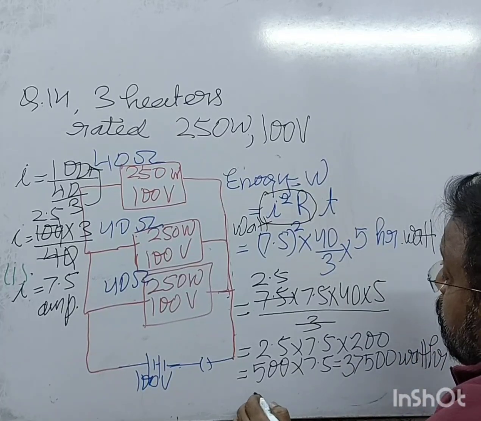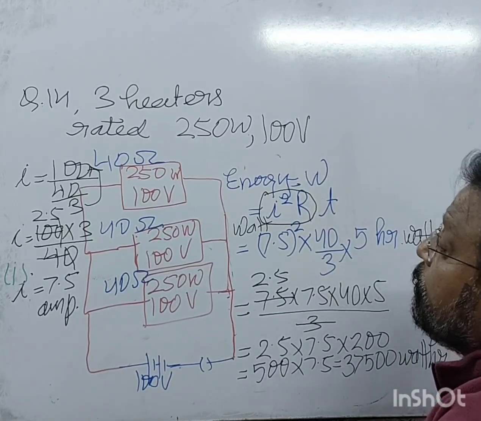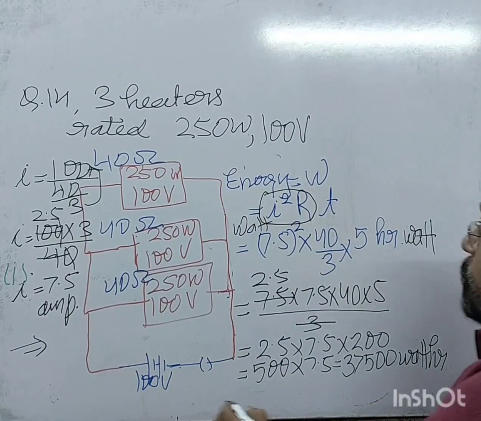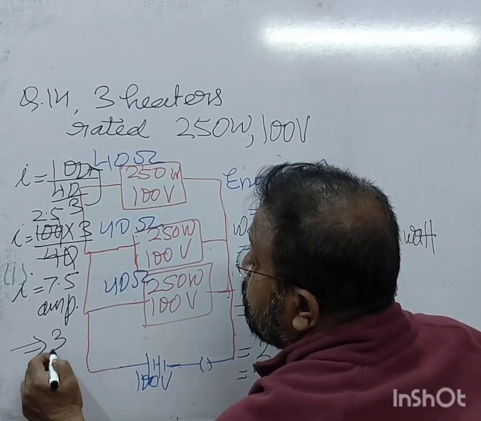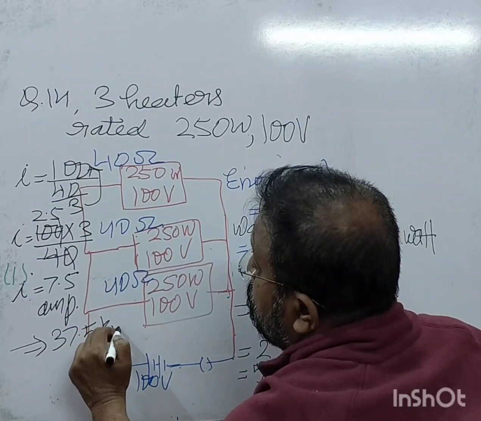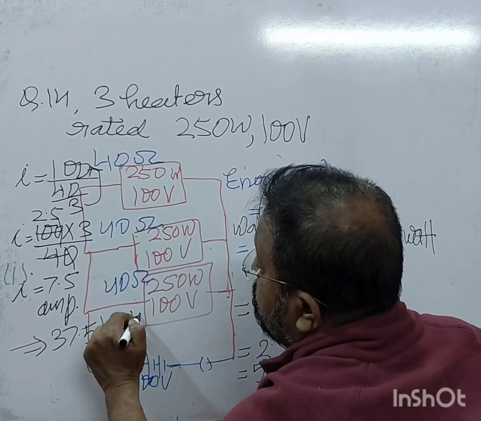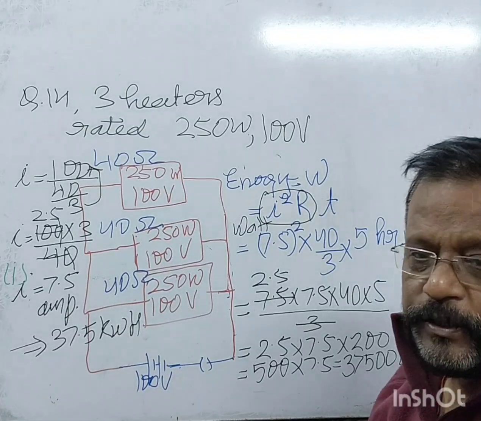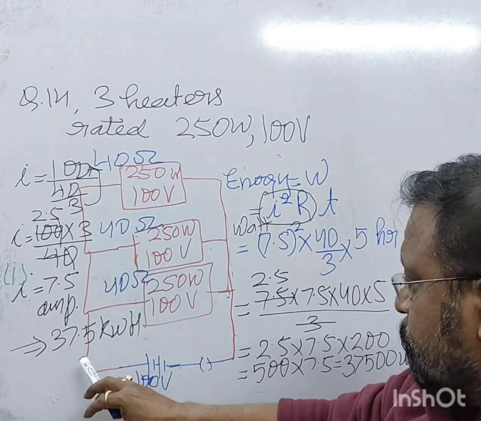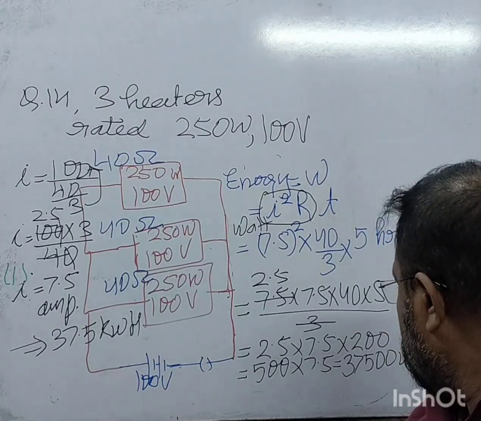Now we can write it as 3.75 kilowatt hour. What is your answer? 3.75.